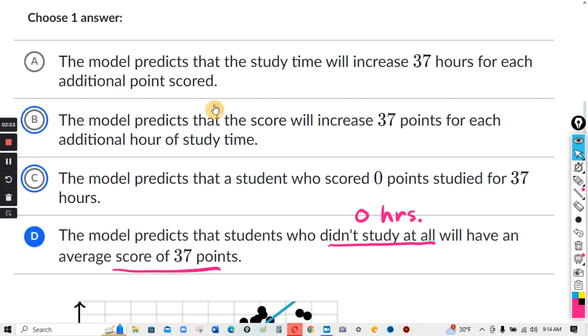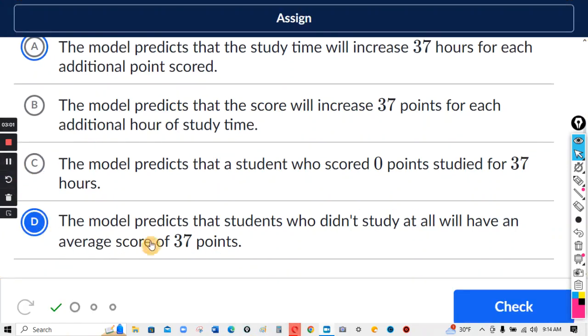If you read answers A and B, they're based on the slope, and we didn't have slope. We were given the y-intercept. So answer D.